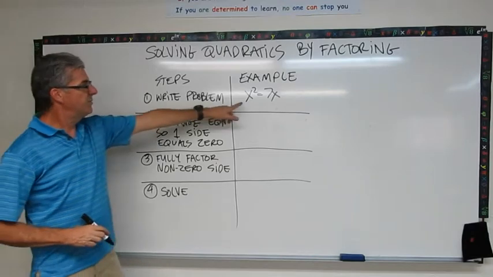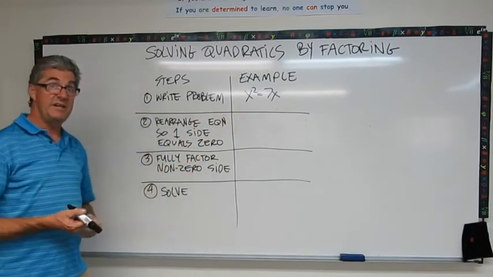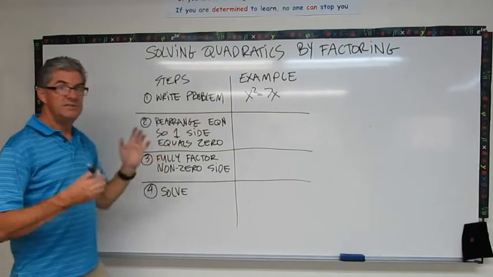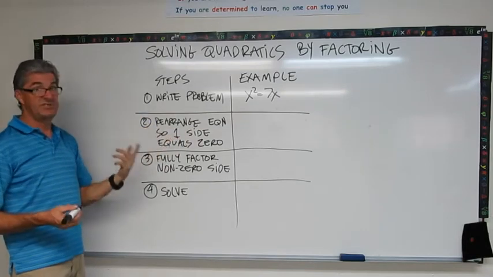So here's the problem that we're going to solve. This is a straightforward factoring one. It's not as complicated as some. We'll do some more complicated ones in a minute. So here's the problem. Step two, rearrange equations so that one side equals 0.